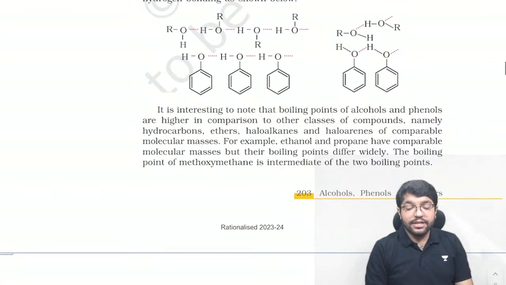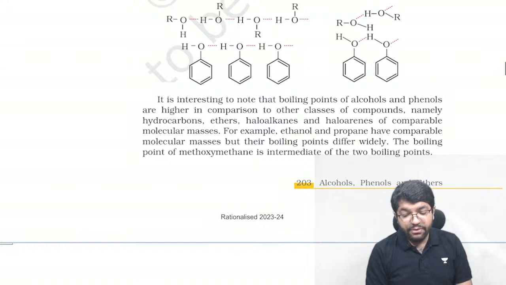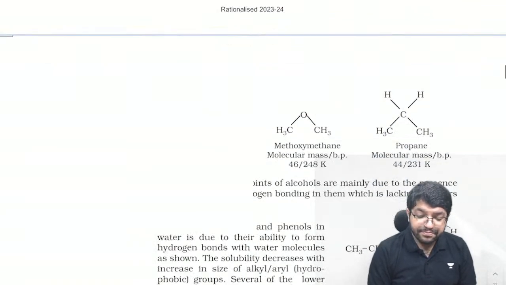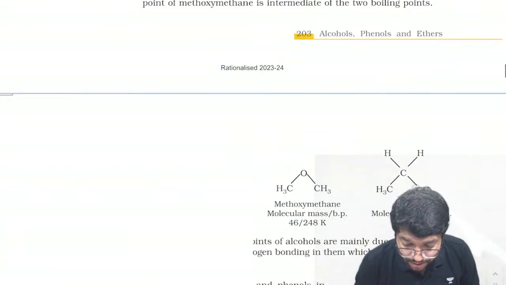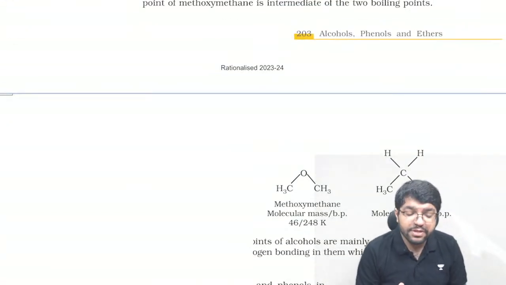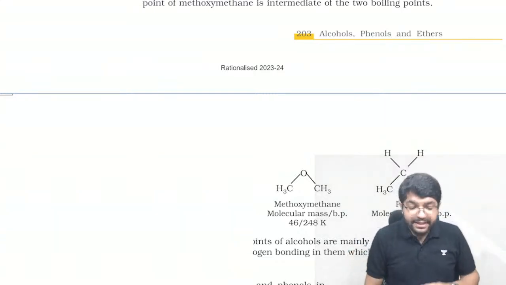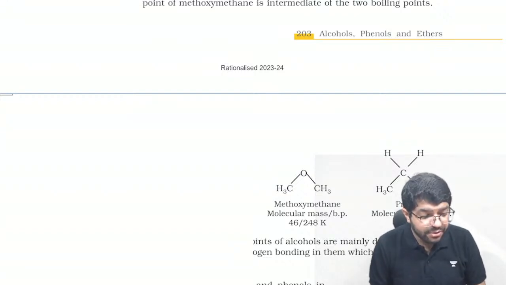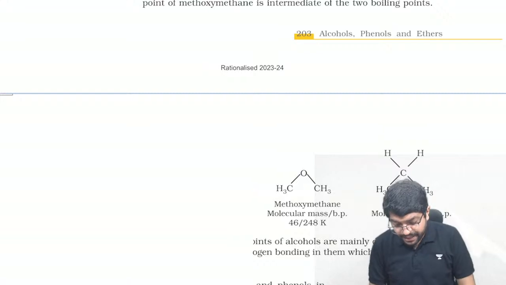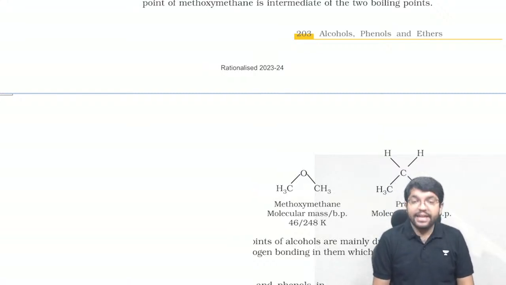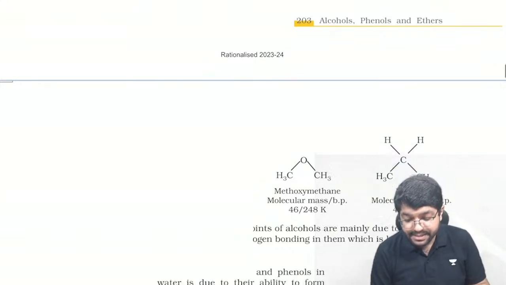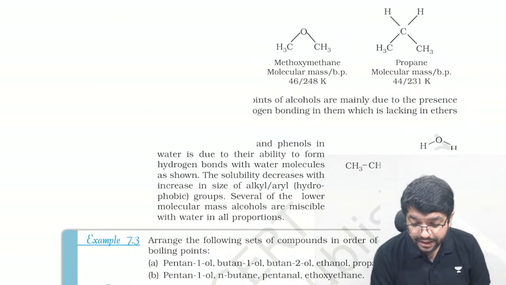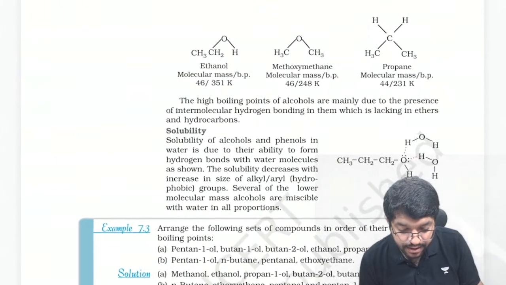Now, it is interesting to know that boiling points of alcohols and phenols are higher than those of hydrocarbons, ethers, and haloalkanes of comparable molecular masses. Why? Some lines seem to be missing here, or is it still loading? We will take all the chapters one by one and complete the syllabus on time for NEET 2024. Now it's back.